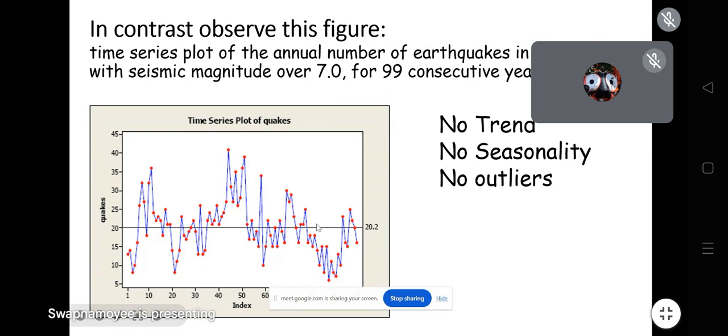So the mean can be taken as constant, but the ups and downs, the seasonality and other cyclical movement, are there. There are no outliers, which is what we call data that is completely different from the rest. So here we don't have a trend, we don't have seasonality, but some cyclical movement is there. That means the data is still not stationary.